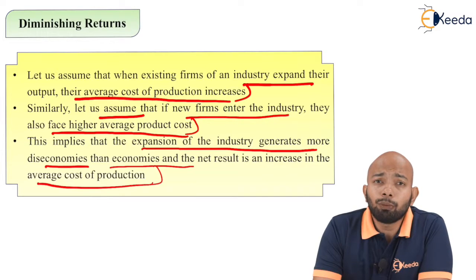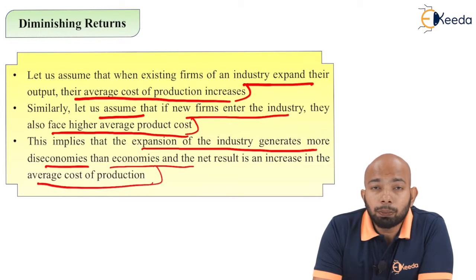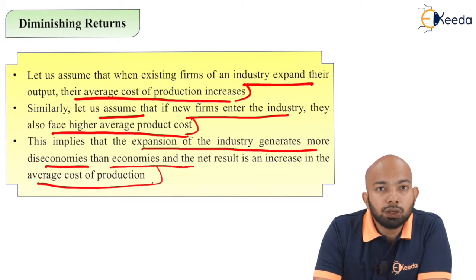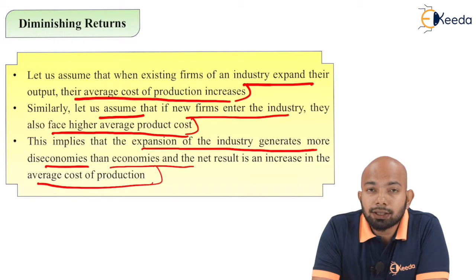Why? Because the moment you expand your output, there are additional units that are supposed to be prepared, additional costs that you have to bear. Hence, the average cost of production is going to increase, no matter whether it is a new firm or an existing firm here. Average cost of production is bound to increase here because the output is increasing.